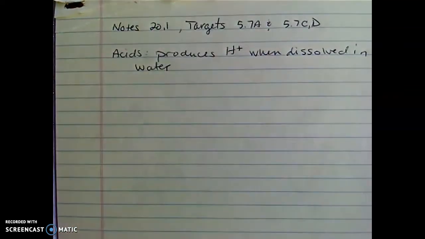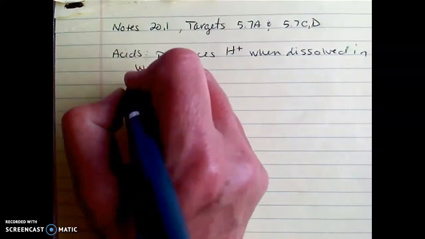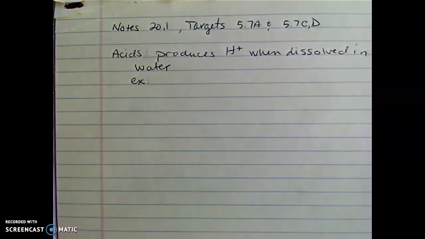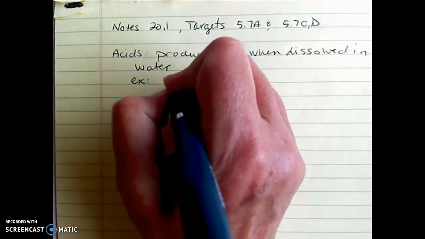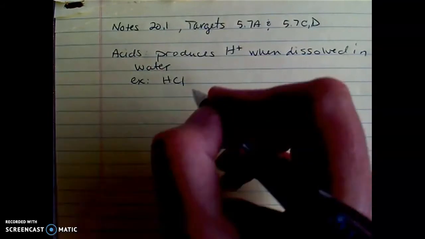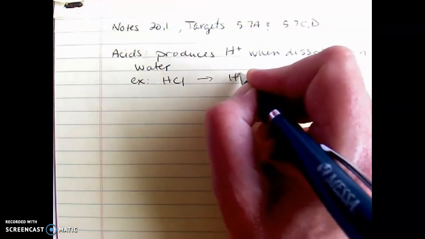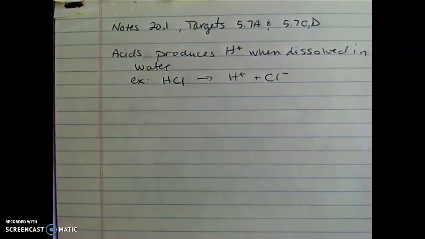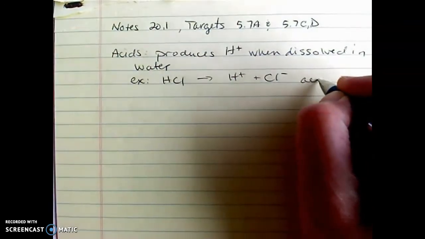For target 5.7a, you have to be able to identify common acids. One way is, if you're given the formula, you can look at the formula and determine that it's an acid. For example, something like hydrogen chloride, HCl. If you dissolve this in water, you're going to get H+ and Cl-. Therefore, this is an acid.